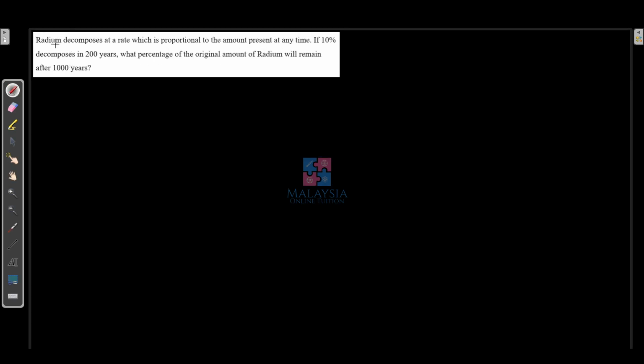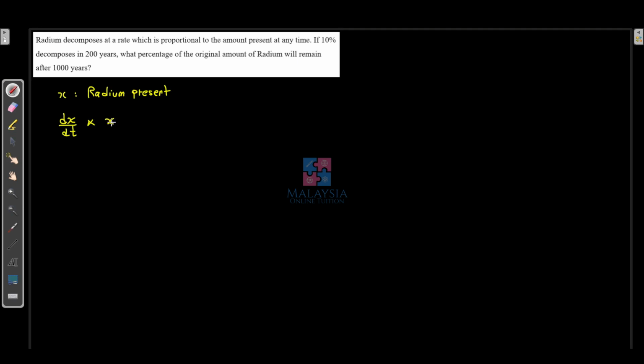Moving on to question number 4, radium decomposes at a rate which is proportional to the amount present at any time. If 10% decomposes in 200 years, what percentage of the original amount of radium will remain after 1000 years? First thing first, we can say X represents the amount of radium present, meaning not the amount that decomposes, but the amount remaining. So dx over dt is proportional to the amount present at any time.